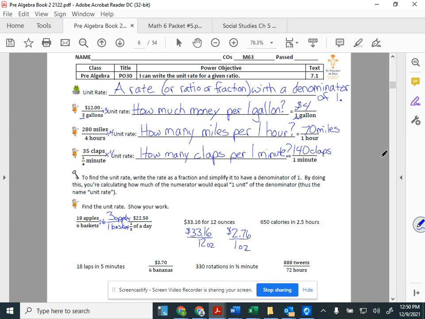Paul? Could you do the one before it? You want to do the $22.50 and 1/3 of a day? If we want that to be 1 day, how do we go from 1/3 to 1? We multiply by 3. So what you do to the denominator, you do to the numerator. So what's $22.50 times 3? $22.50 times 3. $67.50.